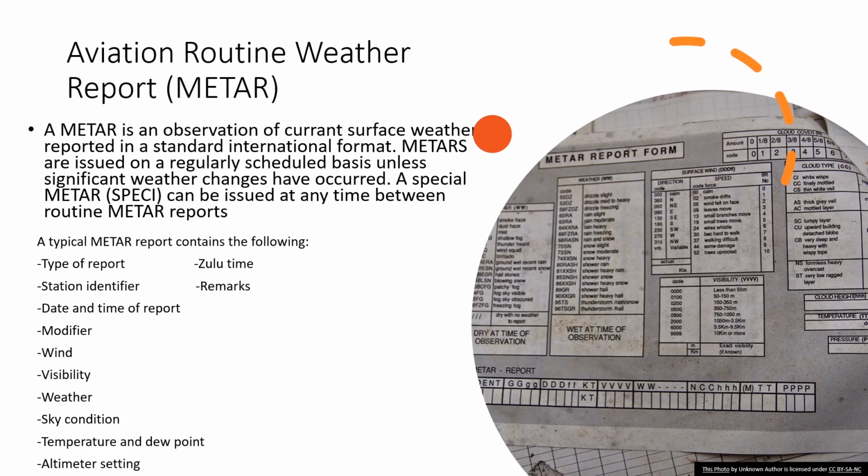Right past that, we have a date and time report. It's depicted as a 6-digit group. The first 2 digits are the date, the last 4 are the time. And it's always given in Zulu time, as opposed to local time. A modifier denotes that a METAR came from an automated source, or that the report was corrected. If the notation AUTO is listed in the METAR, the report came from an automated source.